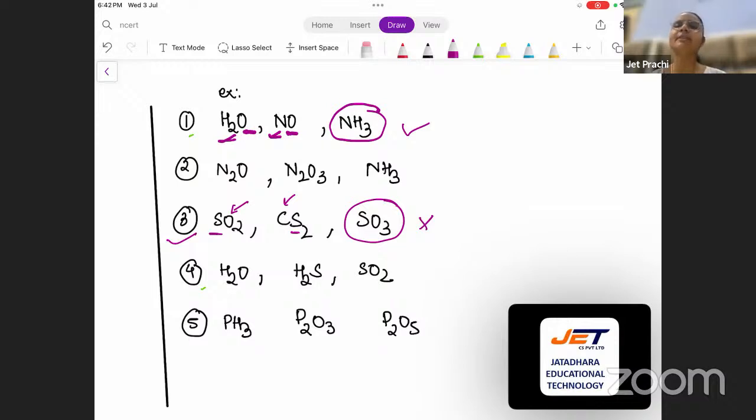Now quickly tell me which among these five is following the law of reciprocal proportion. First, second, third, fourth, fifth. Among all of these, what are the options which are correct?